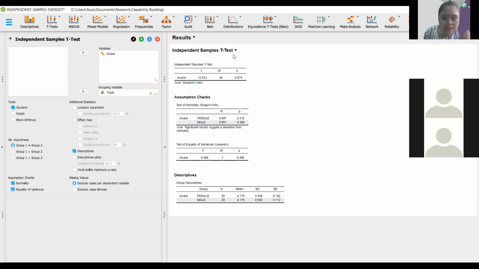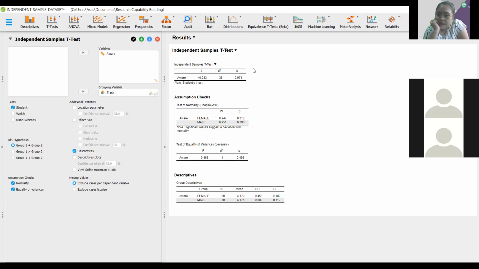Now, in your research, if you can still remember, you can copy the table. So just click this arrow going down and then click copy and you can copy everything, the table, and paste this in your paper para diretso na lahat. Okay?